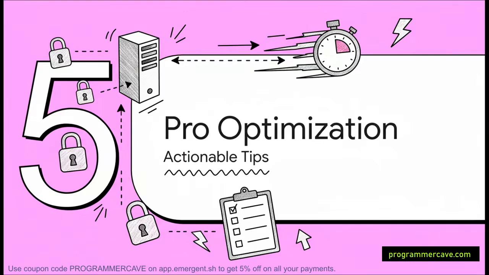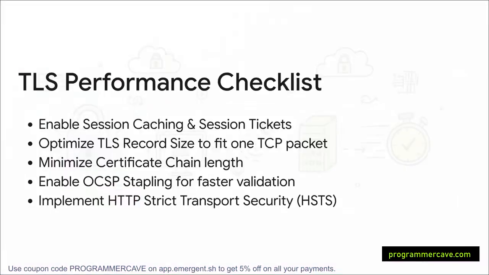All right, let's pull all of this together into a really practical checklist. If you manage a web server, these are the key things you need to configure to squeeze every last drop of performance out of TLS. First, enable both session caching and tickets. This gives you the best of both worlds and ensures the fastest reconnections for all clients. Next, optimize your TLS record size so your encrypted data fits perfectly inside a single network packet. A big one, keep your certificate chain as short as possible. Enable OCSP Stapling. This lets your server prove its certificate is valid without forcing the client to go check somewhere else. And finally, implement HSTS, which basically tells browsers to only ever talk to your site over HTTPS.